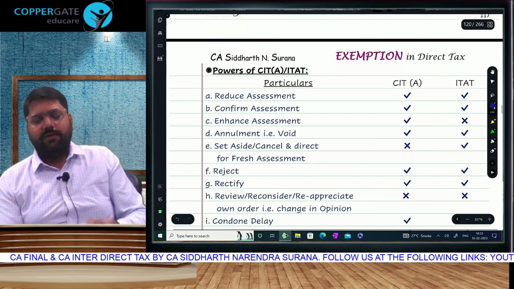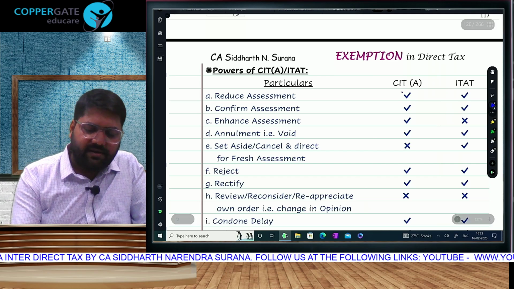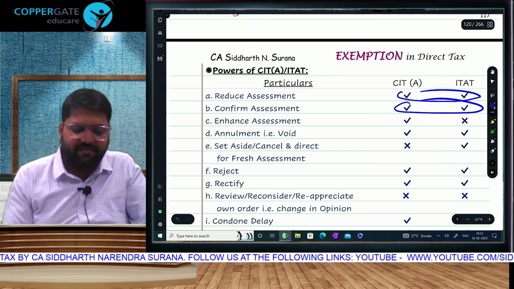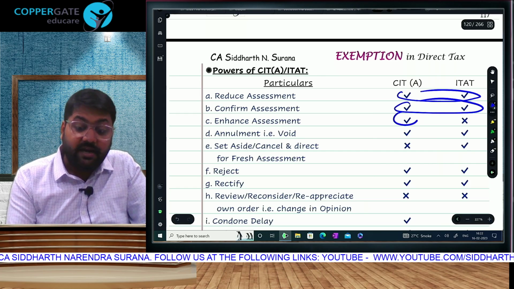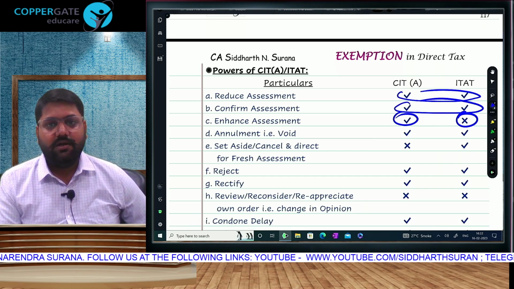Okay. Now, a comparative analysis of the powers of CIT appeals and ITAT. If you observe, both can reduce assessment. Reduce assessment means reduce your tax liability. Both can confirm, means whatever AO has decided is same. CIT appeals can increase, but ITAT cannot increase your assessment.